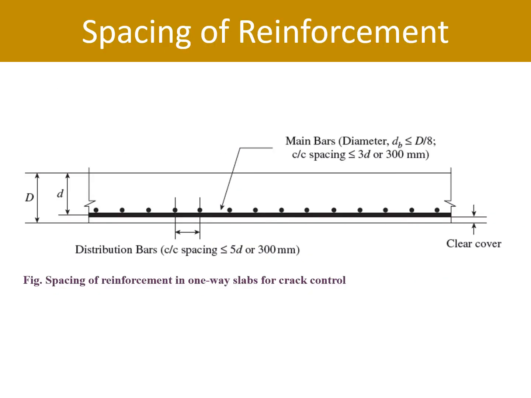This is something about the spacing of reinforcement in one-way slab systems. The main bar diameter should be less than or equal to D by 8. Center to center spacing should not be greater than 3 times d or 300 mm. For distribution bars, the spacing should not be greater than 5 times d or 300 mm, where d stands for the effective depth of my section.